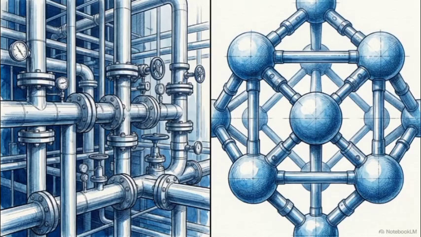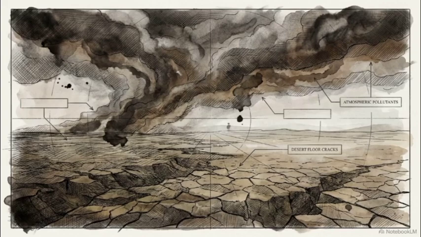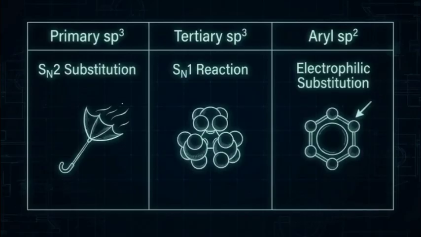The same atomic properties that make carbon-halogen bonds useful in industry, extreme stability and specific reactivity, are what turned them into persistent environmental threats when released at scale. This matrix summarizes our model. A primary sp3 carbon dictates an SN2 substitution. A crowded tertiary sp3 carbon forces an SN1 reaction, and an aryl sp2 carbon demands electrophilic substitution.